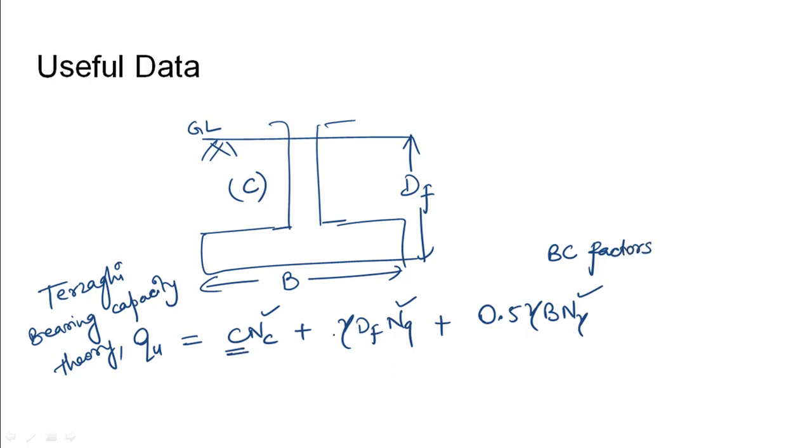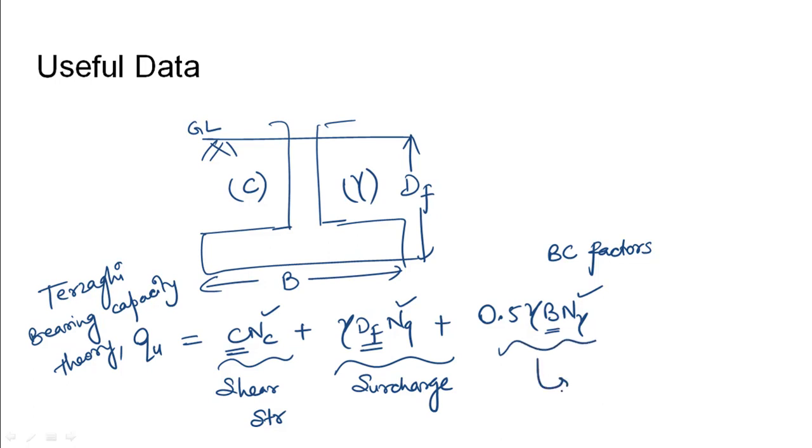C is the cohesion of soil, Df is the depth of the footing and gamma is the density of soil, B is the width. So this component comes from the shear strength of soil. The second component is a result of the surcharge, and the third component comes from the self weight of soil. So this is the case for a strip footing where the length by width is much larger than 1. But in case of a square footing or a circular footing, the equation changes.